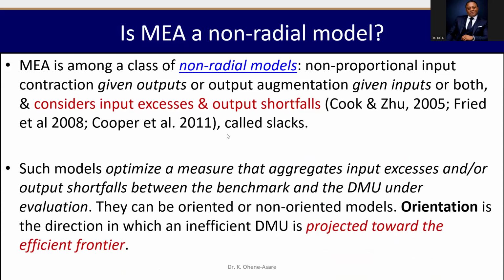Now, non-radial models can be oriented or non-oriented. Now, what do we mean? And again, that goes to you, Emily. If I should ask you, what is the difference between oriented measures and non-oriented measures? Okay, so oriented measures usually means that we are looking in one direction. So if it's input, we are considering input orientation, or if it's output, we are considering output orientation. But when we say non-oriented, that means we are looking at both the input and output at the same time.